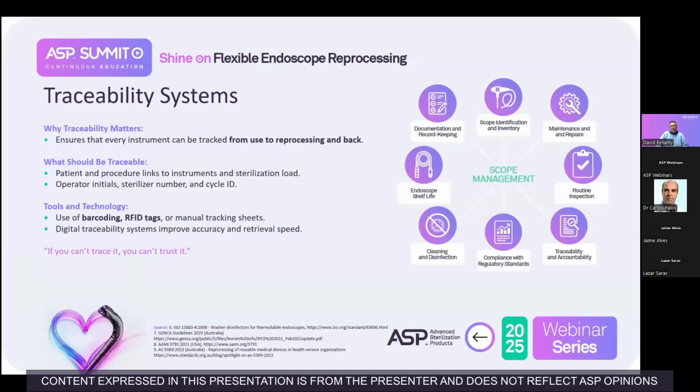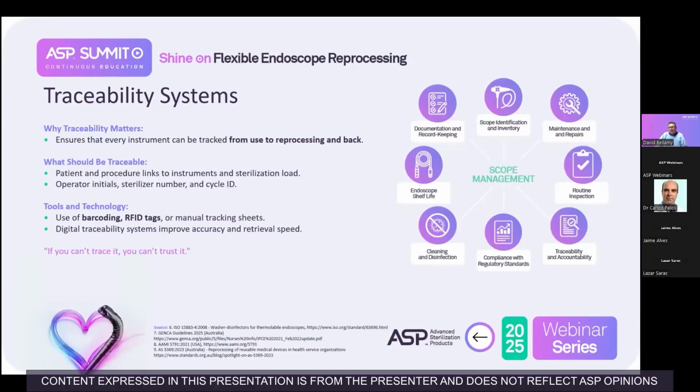Part of the newer technology that's coming through is RFID or barcoding that you can use now. Some scopes have RFID tags embedded, and they can also be attached, which allows more traceability as well. And of course they're looking at cloud-based systems, where you can enter patient records, reprocessing steps, alerts for overdue storage, and so much more.